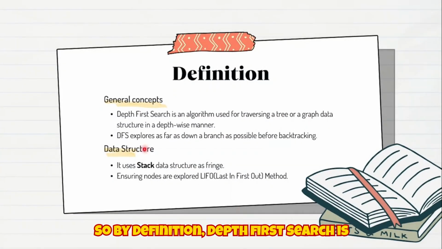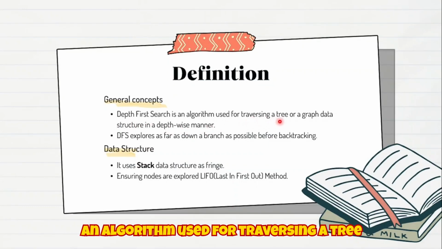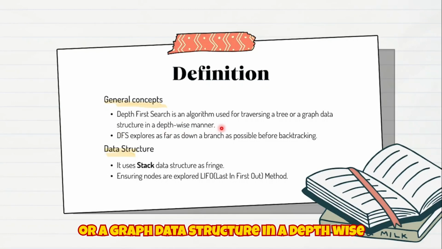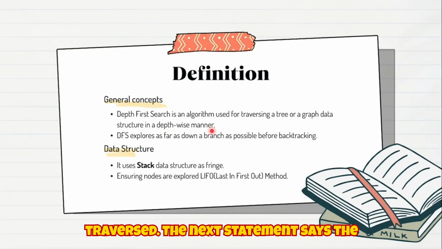By definition, depth first search is an algorithm used for traversing a tree or a graph data structure in a depth-wise manner. Meaning, first of all, it will start with a branch and keep on exploring that branch till the branch ends. And after that, the next branch would be traversed.